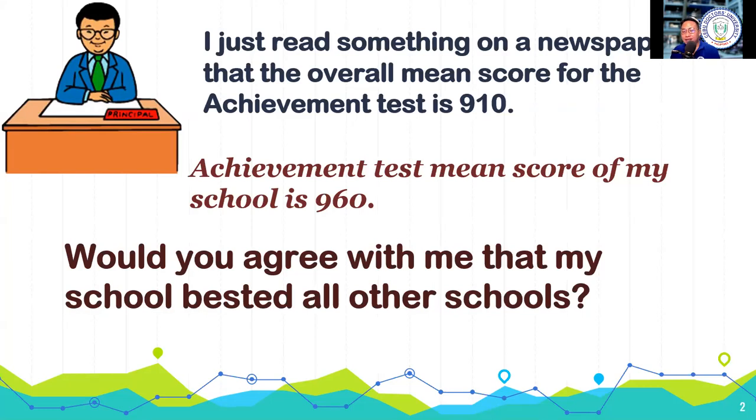I'll repeat. The principal just read something in the newspaper that the overall mean score for the achievement test is 910. The achievement test mean score of his school is 960. The question here, would you agree with him that his school bested all other schools? Richard said, yes, sir. How about the other people, guys? Would you agree with the principal?